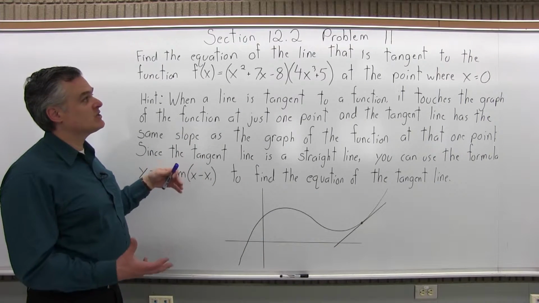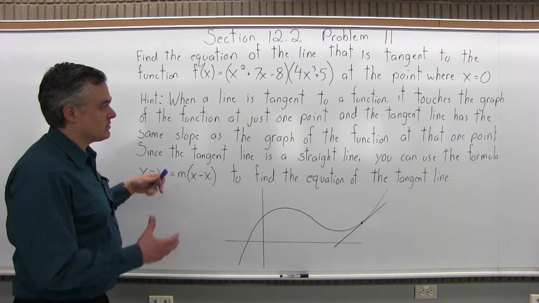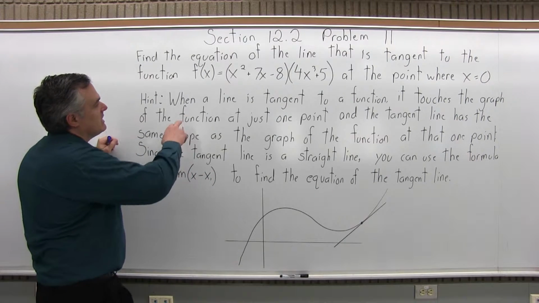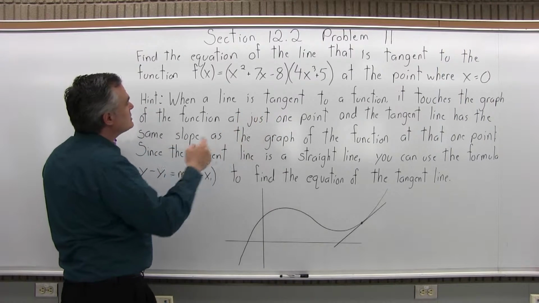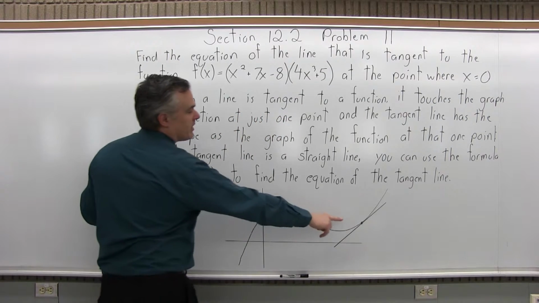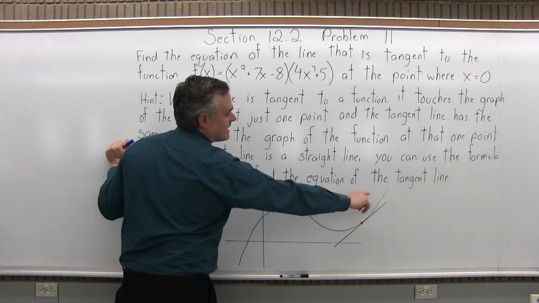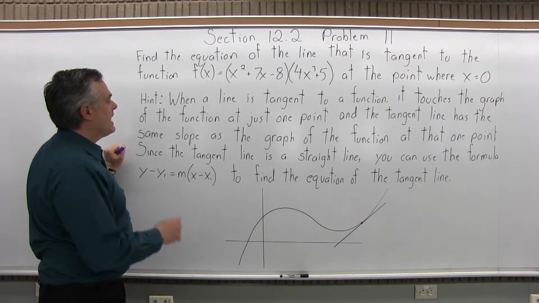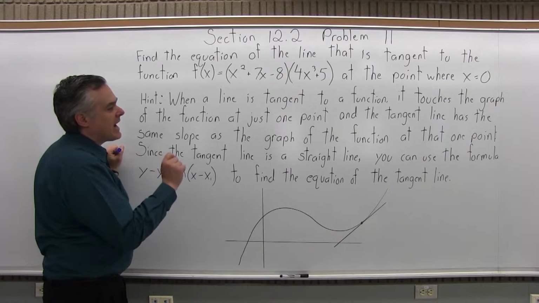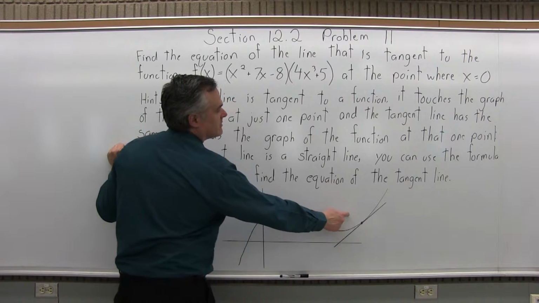So we're looking for the equation of the tangent line, is what the problem says. And in the hint, it explains that when a line is tangent to a function, it touches the graph of the function at just one point, and it has the same slope, same amount of tilt, in other words, as the slope of the graph of the function at that one point.